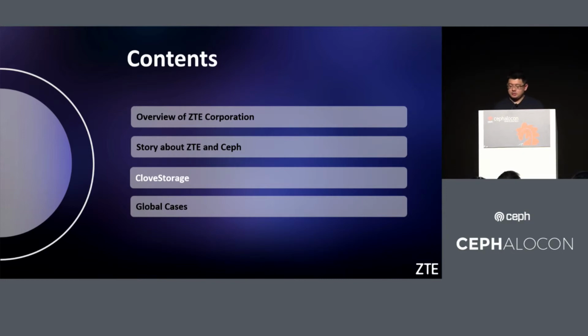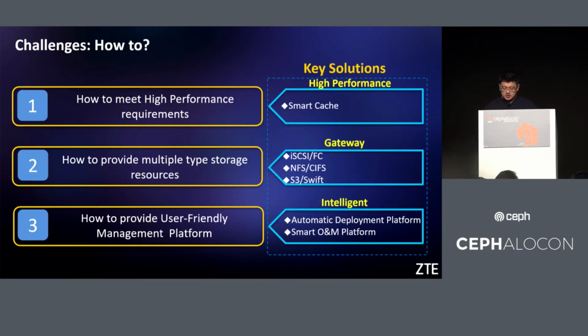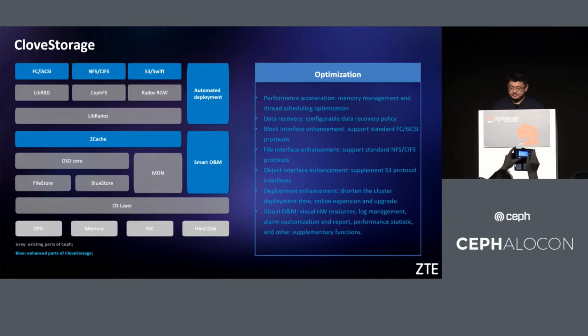So in addition to contributing to the Ceph community, we also built a distributed storage solution based on Ceph. We call it CloveStorage. Now let's move on to this part. Customers often have the following questions: how to meet high performance requirements, how to provide multiple types of storage resources, how to provide a user-friendly management platform. So the key solutions are Smart Cache Gateway and Smart O&M platform.